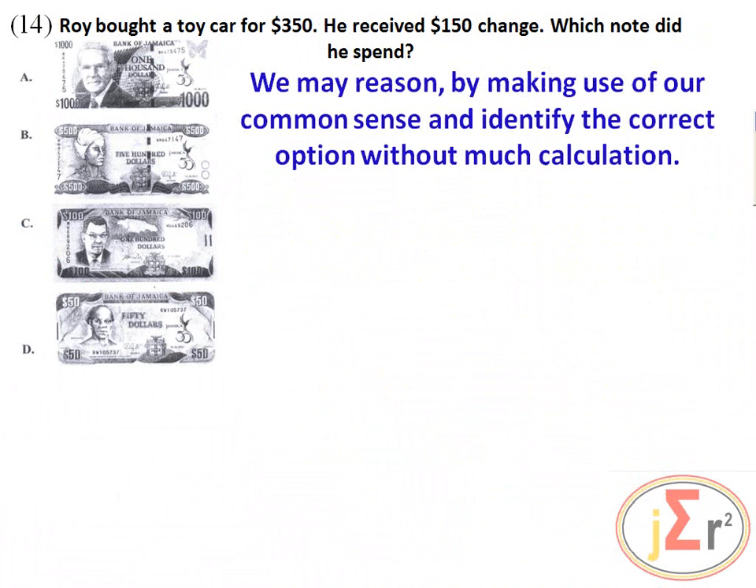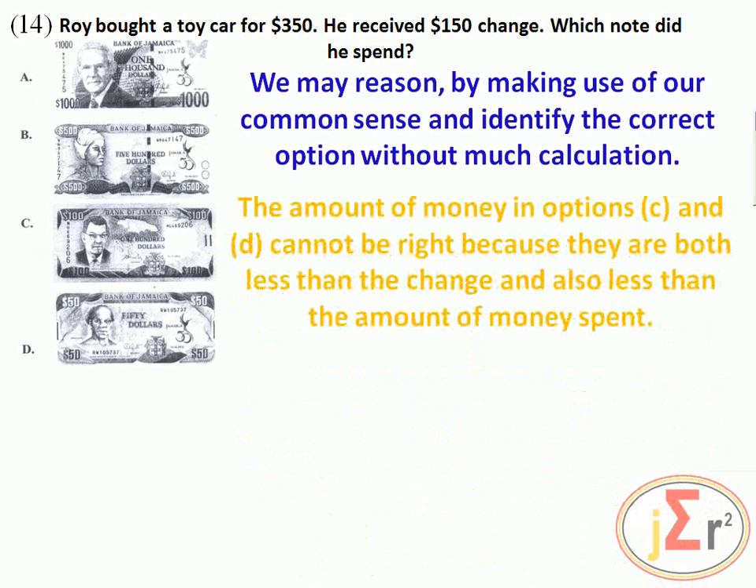We may reason by making use of our common sense and identify the correct option without much calculation. Without making much calculation, we may do what? Reason by making use of our common sense and identify the correct option. How so? The amounts of money in options C and D cannot be right because they are both less than the change and also less than the amount of money spent.